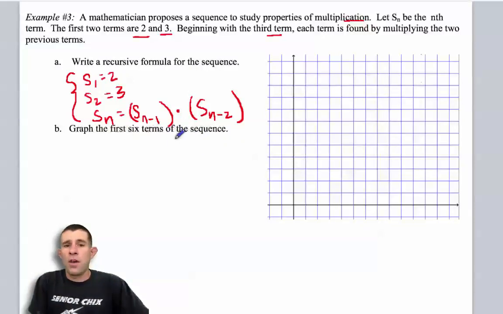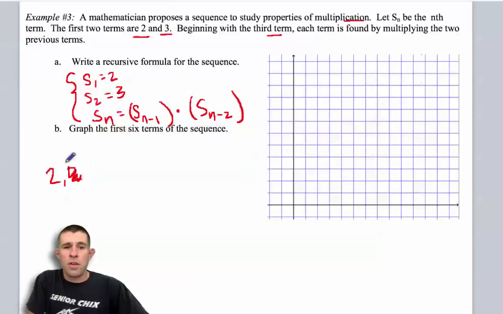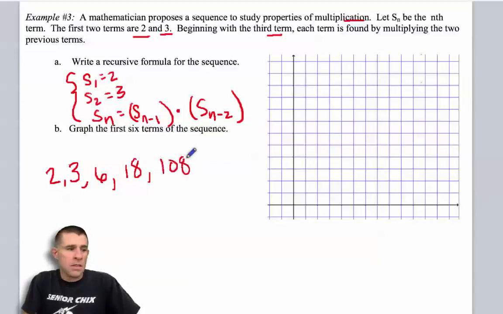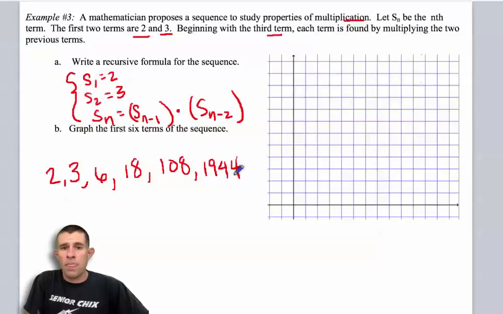All right, now let's go ahead and find the first 6 terms of the sequence. We know our first two are 2 and 3. And then 2 times 3 gives me 6. 6 times 3 is 18. 6 times 18 is getting a little bit larger now, 108. And then finally, our last one is 1,944. So here is our first, second, third, fourth, fifth, and sixth term.